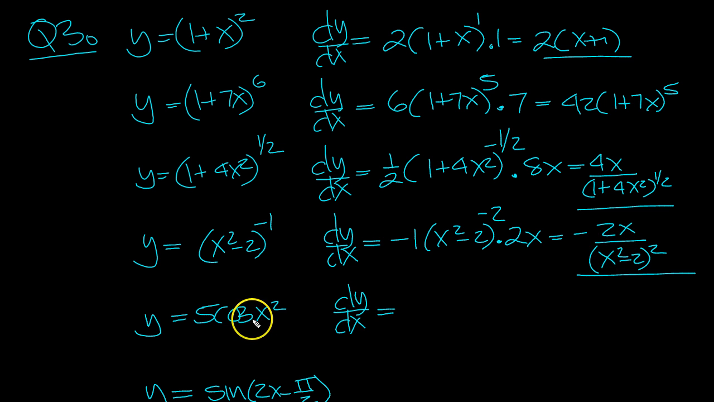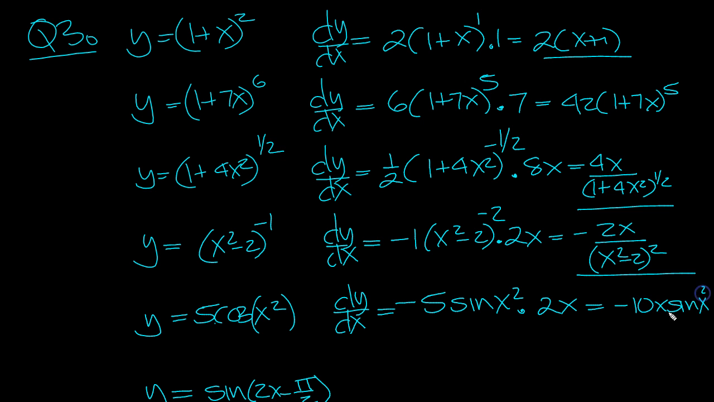Okay, next one, 5 lots of cos of something, cos of x squared. Now this is cos of x squared here. It's not, the 2 is not here. So it's cos of something. So cos of something goes to minus sine of something, and there's 5 lots of, multiplied by the something differentiated, which is 2x. So it's minus 10x sine of x squared.